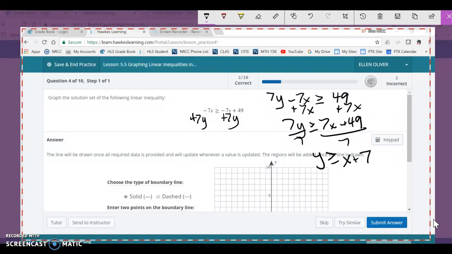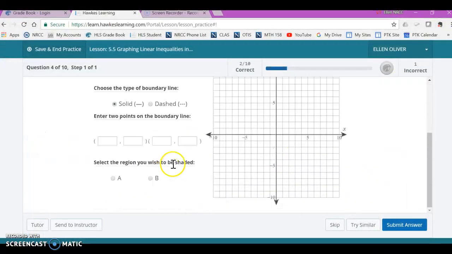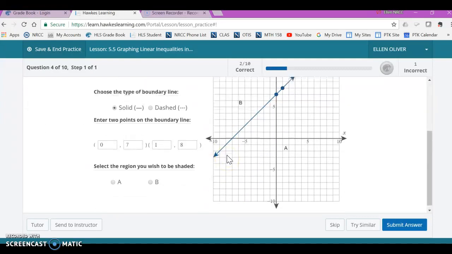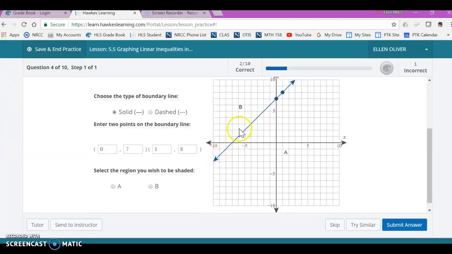x plus 7. So for my t-chart, plug in x equals 0, get y equals 7. Plug in x equals 1, get y equals 8. So those are the points I'm going to plot. 0, 7, 1, 8. And remember, y was greater than or equal to, I believe. That's, if I remember correctly. So that's side B.